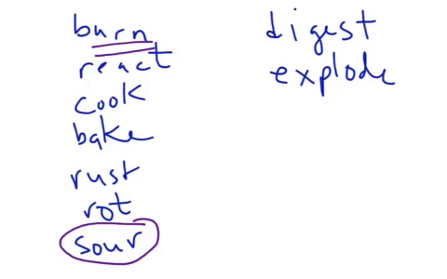C, it says ice changes into steam. That is a phase change. Ice is a solid, and you're going to steam, which is a gas. Any phase change is going to be a physical change.